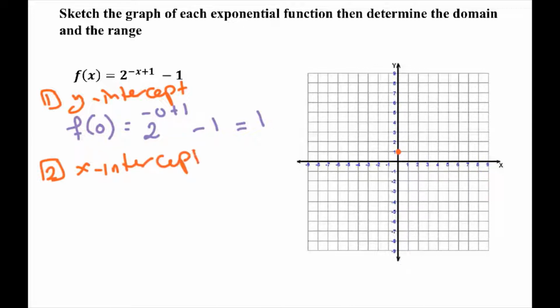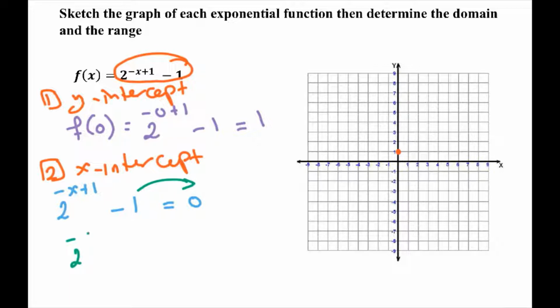Step number 2, you need to find the x-intercept. And to find the x-intercept, we need to make this equation equal to 0. So now I'm going to say 2 to the power of negative x plus 1, minus 1, equal to 0. I'm going to move the 1 over. So 2 to the power of negative x plus 1 equal to 1.